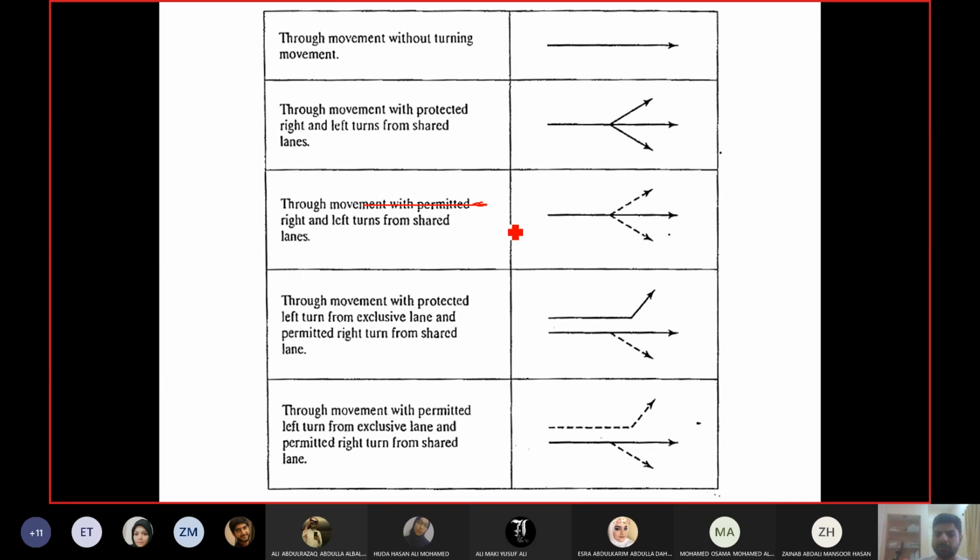Then we have protected left turn, protected movement, which means the movement is protected by the signal. The movement will only happen if the signal is green for that movement, and that also means the other, conflicting movements are blocked. So why do we call it protected? Because when it happens, the signal is green for that movement. That means the conflicting movements are blocked by the other signals. That's why we call it protected. So a solid line means protected, and a dotted line means permitted movement.